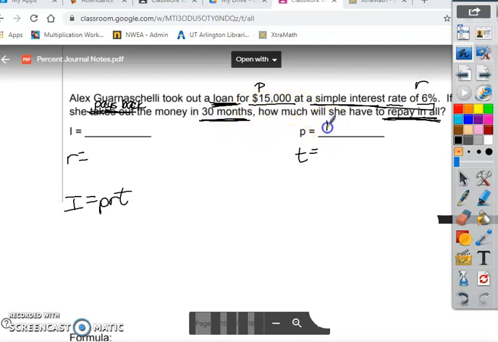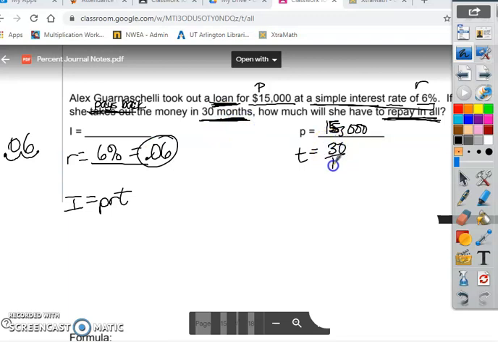So principal's easy, 15,000. Rate is 6%. Remember, if we don't see the decimal, it's at the end. We move it 1, 2. This is what we use, 0.06. Time, the time says 30 months. So that means our time, if it's in months, we do 30 over 12.